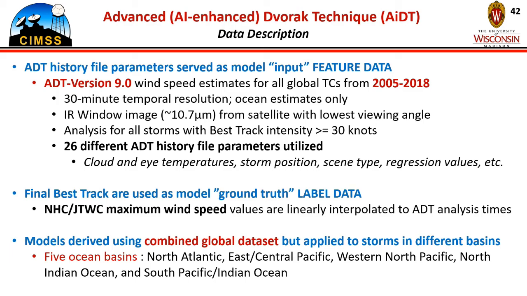The final model derived was developed using the global data set, but it was applied to the storms in the primary tropical cyclone basins: the North Atlantic, the East and Central Pacific, the Western North Pacific, the Northern Indian Ocean, and the South Pacific and Indian Ocean regions.